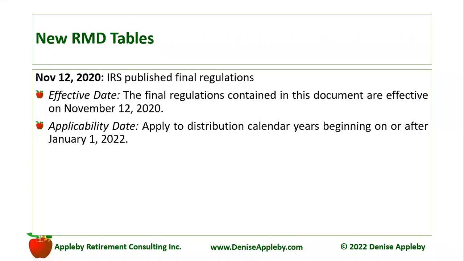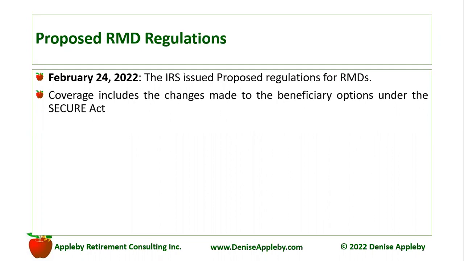Just remember, the first one is the new RMD tables. If you're calculating RMDs in this year 2022 and after, make sure you're using the new RMD tables. They're available in IRS publication 590B in the back, which is available at irs.gov. Just punch in publication 590B in Google and it pulls it right up. If you're using a good software, they likely have already been updated, but if you are brave enough to do these calculations manually, just make sure that you're using the new tables.